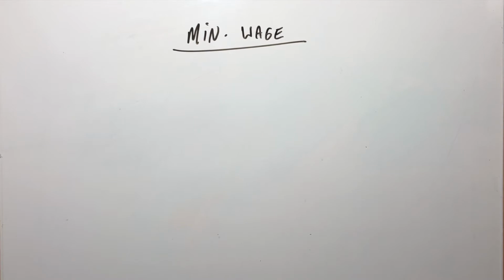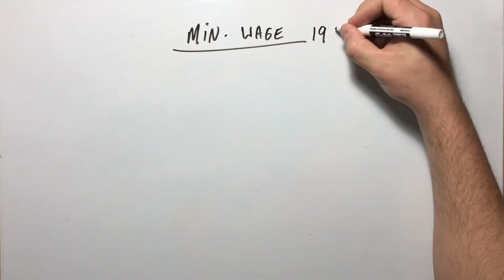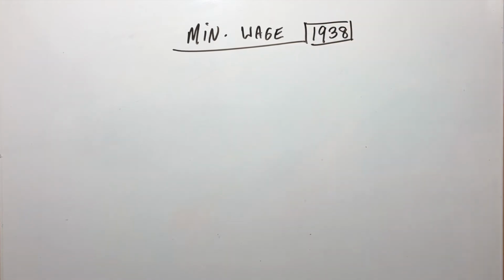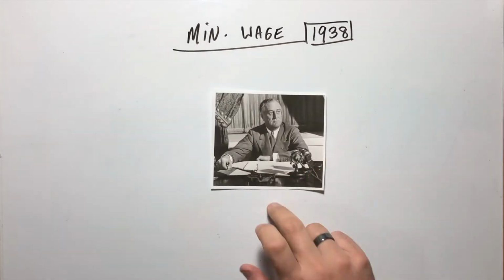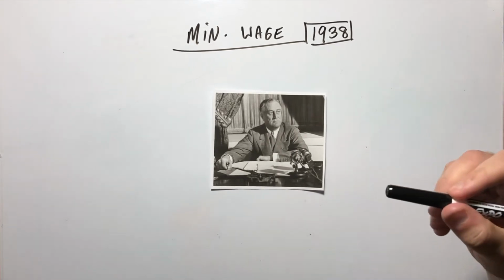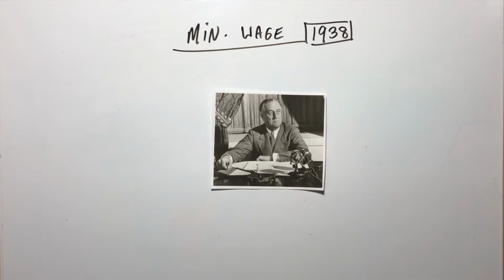But before we do that, minimum wage came about in 1938. 1938 was the year that FDR, this guy right here, signed the Fair Labor Standards Act. But before we talk about the details of the Fair Labor Standards Act, I want to go back and talk about what led up to it.